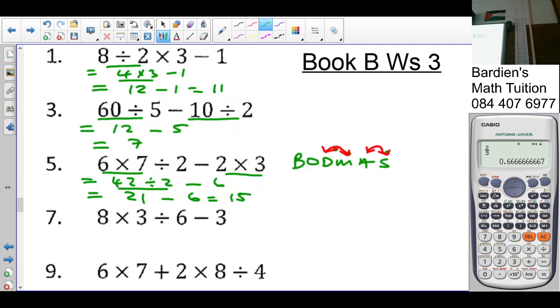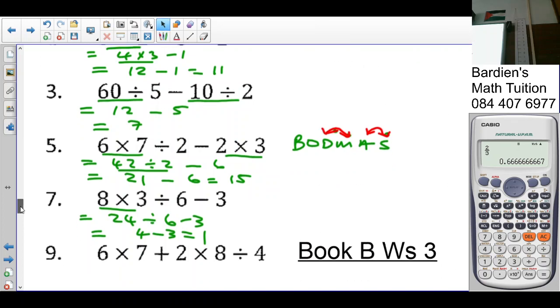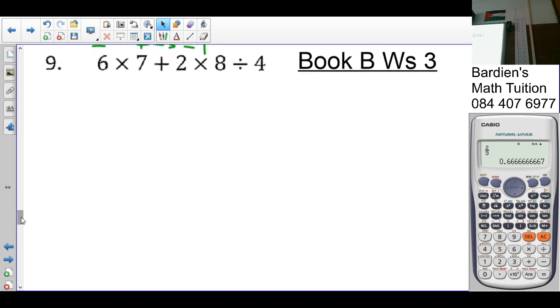Any confusion? No. The next one, multiplication first according to BODMAS. So there's 24 divided by 6 minus 3. What's 24 divided by 6? 4. And 4 minus 3 is? 1. Alright, you guys got it. Number 9. Again, BODMAS.